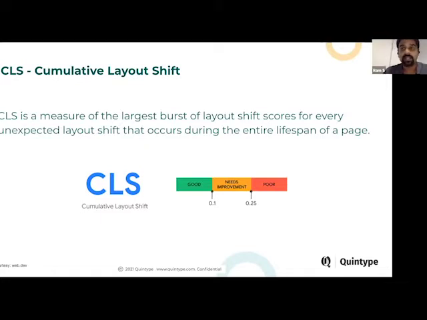Two different things: one is the field data, another is lab data. A lot of people must be wondering what these things are, right? The lab data is, whenever we file this test, it's a test, I would say.